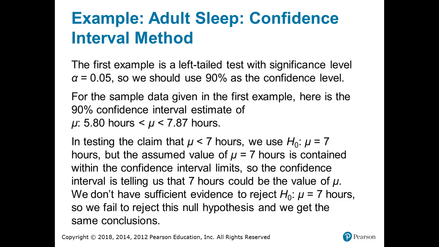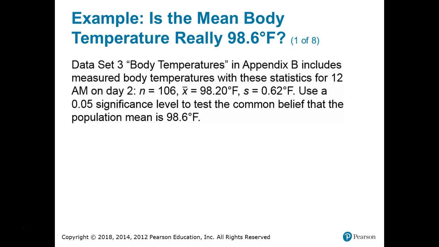In testing the claim that mu is less than 7, we are using our null hypothesis with the assumed value of mu equals 7. And since that is contained within those values, the confidence interval is telling us that 7 could be a value of mu. We don't have sufficient evidence to reject that claim, so we fail to reject the null hypothesis. So since 7 falls within these ranges, we're 90% sure that the value could be between those intervals. So we fail to reject the null hypothesis.